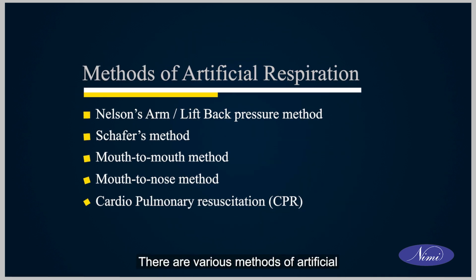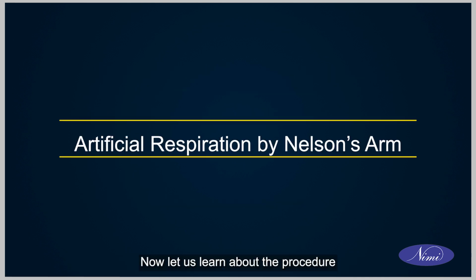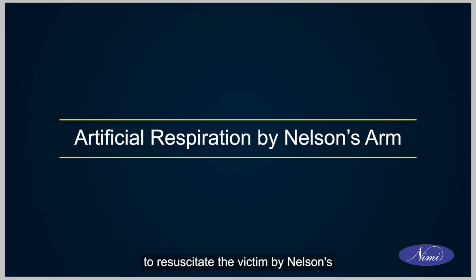There are various methods of artificial respiration, such as Nelson's arm or lift back pressure method, Schafer's method, mouth-to-mouth method, mouth-to-nose method, and cardiopulmonary resuscitation or CPR method. Now, let us learn about the procedure to resuscitate the victim by Nelson's arm or the lift back pressure method.